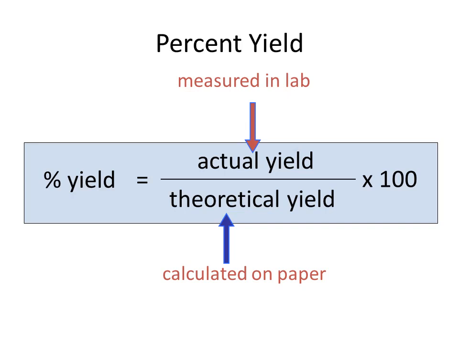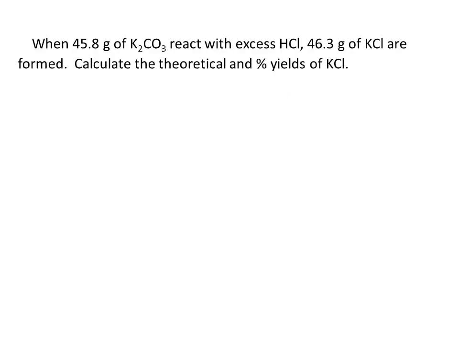So let's look at how a problem might be phrased. When 45.8 grams of potassium carbonate react with excess hydrochloric acid, 46.3 grams of potassium chloride are formed. Calculate the theoretical and percent yields of potassium chloride.